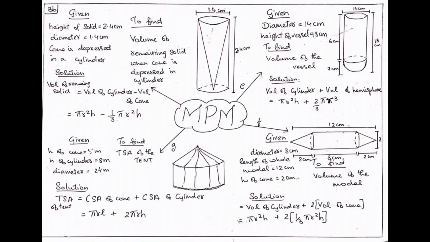And next, we have a cylinder depressed by a cone, given as the height of the solid. The solid means the full height, so 2.4 centimeter. The height of the cone and cylinder has to be the same, so the height of the cone and cylinder both are 2.4 centimeter. The cone is depressed and the diameter of the object is 1.4 centimeter, which is equal for cone and cylinder. They've asked the volume of the remaining solid. It is depressed, right? So that will be remaining. So the volume of remaining is volume of cylinder minus volume of cone, which is pi r square h minus 1 by 3 pi r square h.